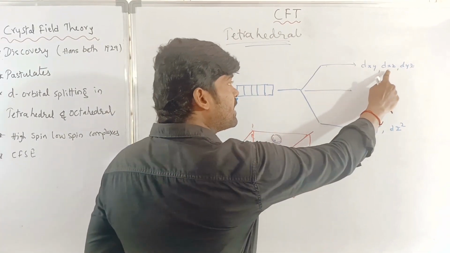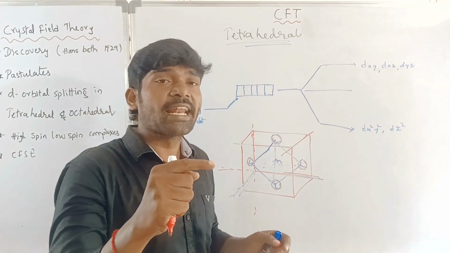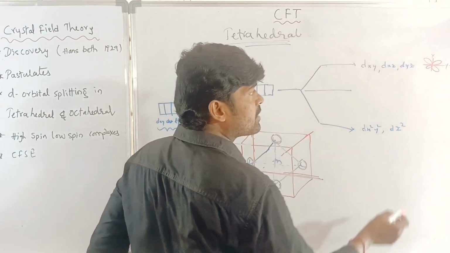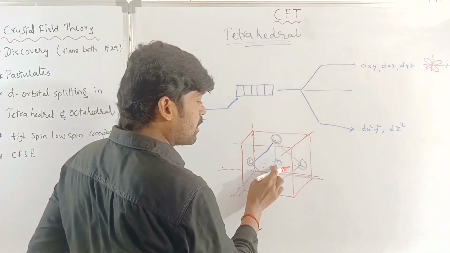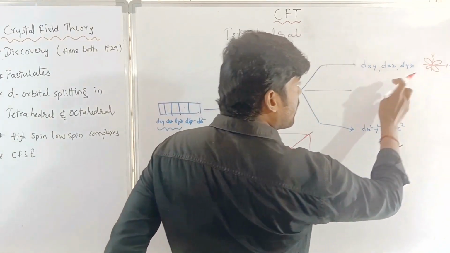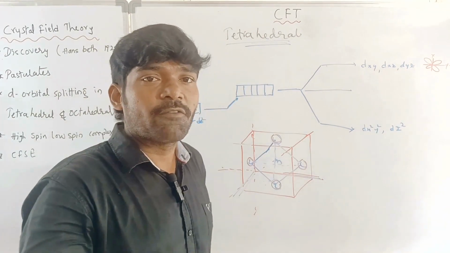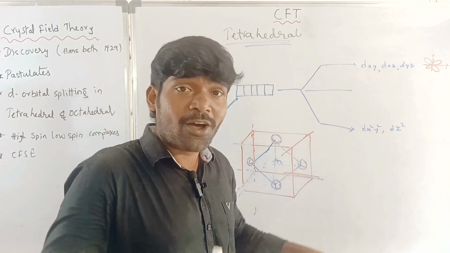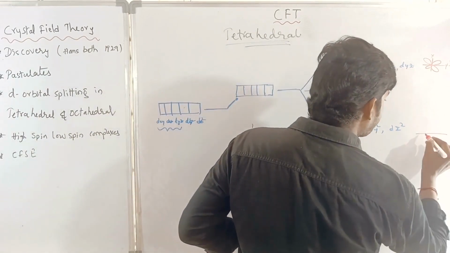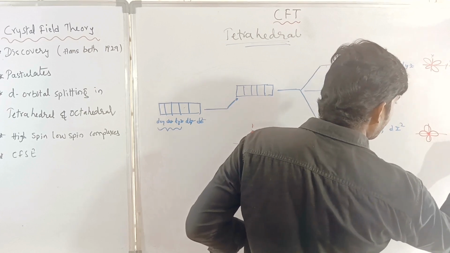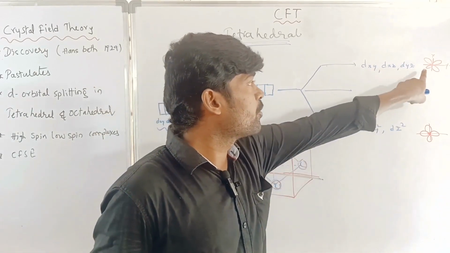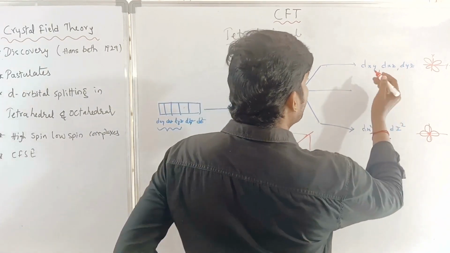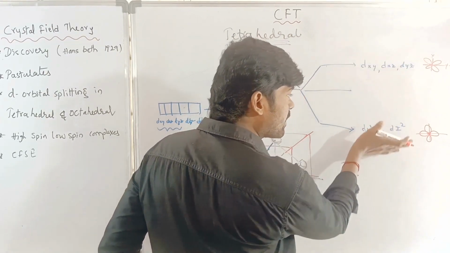Why? Because in the dxy, dxz, dyz orbitals, the lobes are arranged in between the axes. So when the ligands approach the central metal atom in tetrahedral complexes, the orbitals arranged in between the axes, those are dxy, dxz, dyz, will be affected more because of electrostatic interactions than dx square minus y square and dz square. Why? These two orbitals are along the axes. So orbitals along the axis will not be affected as much compared to the three orbitals, because ligands are approaching in between the axes. Fine. So these three orbitals get higher energy, and these two orbitals get lower energy.